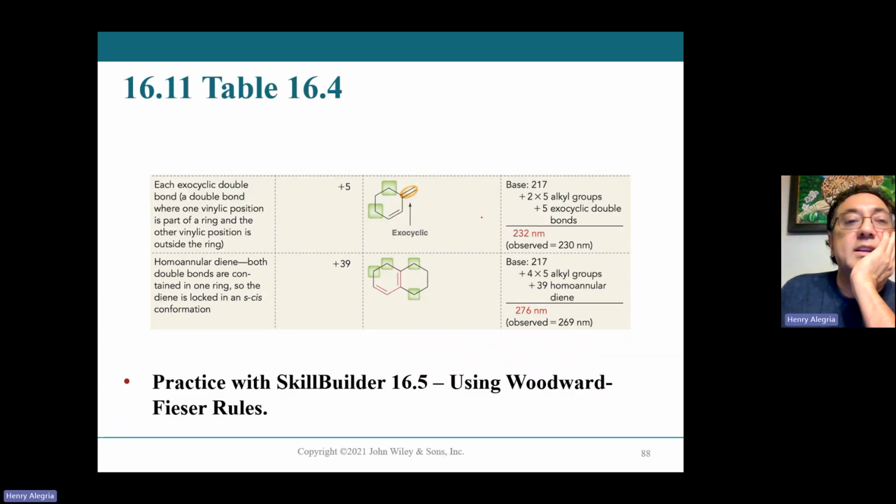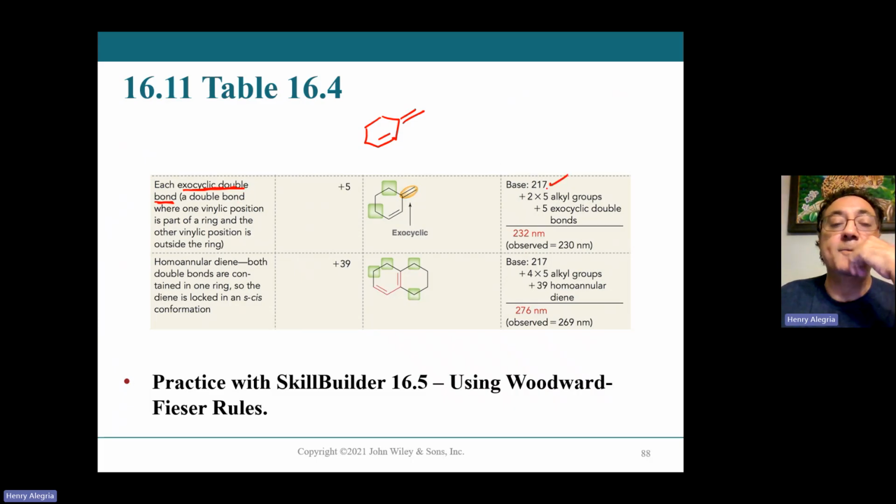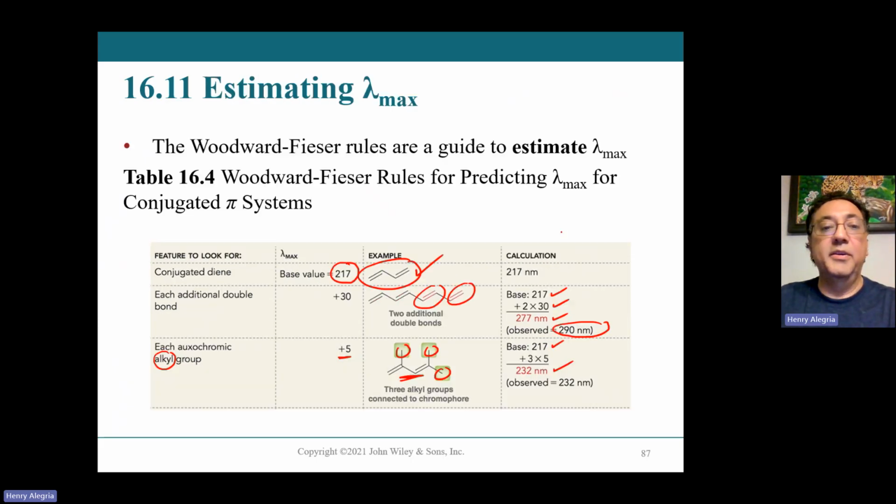If I have here the diene being what is called an exocyclic alkene, or an exocyclic double bond. In other words, notice one double bond is within the ring, the other double bond is outside the ring, so we call that an exocyclic double bond. So if I have here a diene, that's just a regular base 217. For each exocyclic double bond that we have, we add 5 to it. So we're adding 5 for the exocyclic double bond. And, go back here, each auxochromic alkyl group is adding 5.